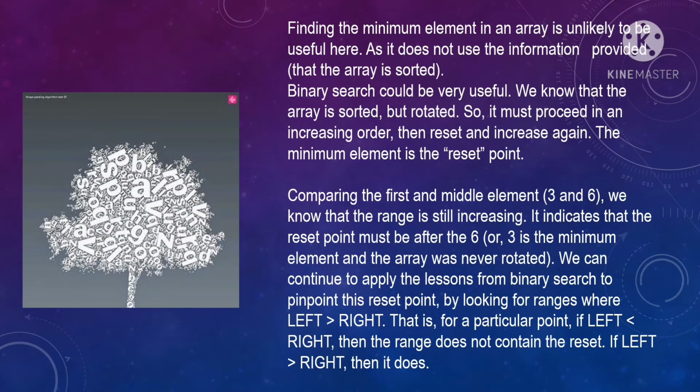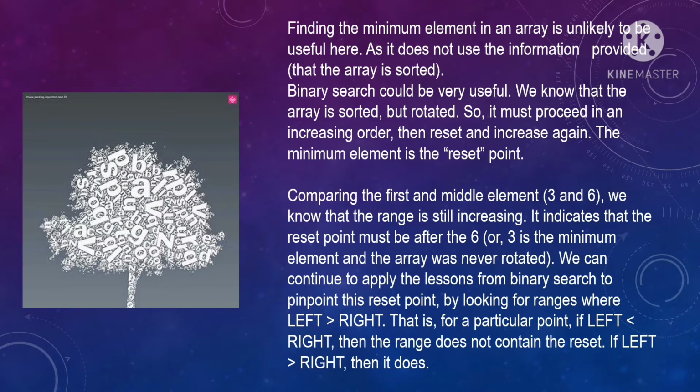Finding the minimum element in an array is unlikely to be useful here, as it does not use the information provided that the array is sorted. Binary search could be very useful. We know that the array is sorted but rotated, so it must proceed in increasing order, then reset and increase again. The minimum element is the reset point.